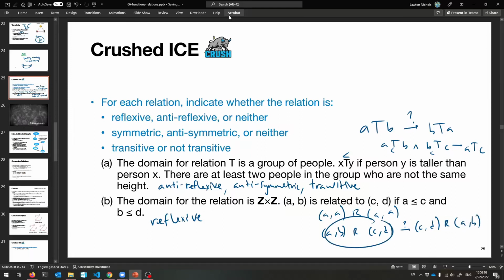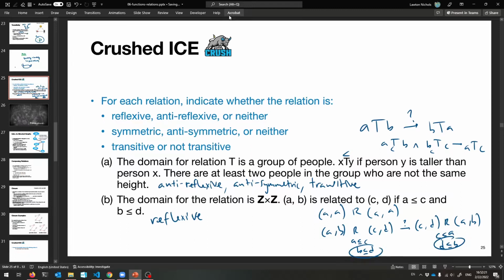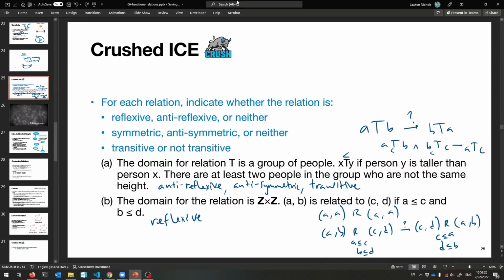So this is true. If this is true, that means that A is less than or equal to C and B is less than or equal to D. And then for this to be true, it would have to be the case that C is less than or equal to A and D is less than or equal to B as well. These can never both be true, right? Same with the others. Those relationships can never hold unless B is equal to D, right? These relationships cannot hold unless A is equal to C. And that is the textbook definition of anti-symmetric. See that?